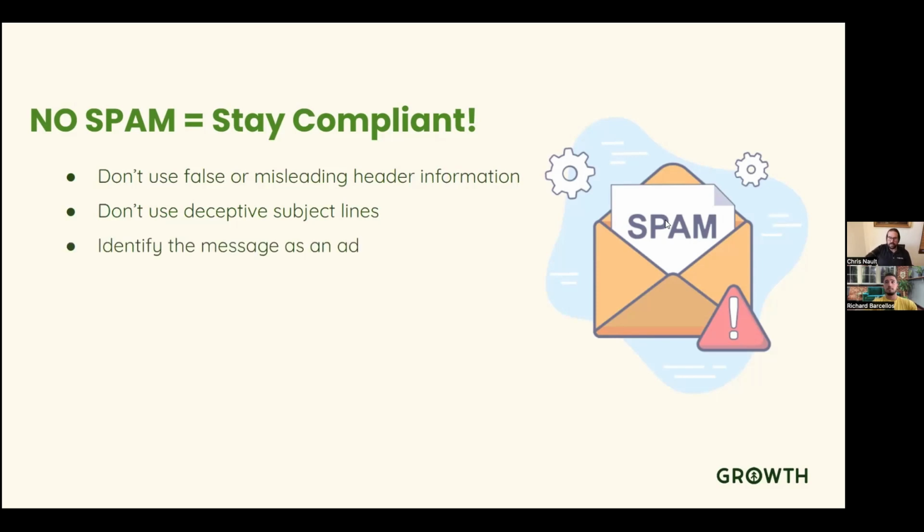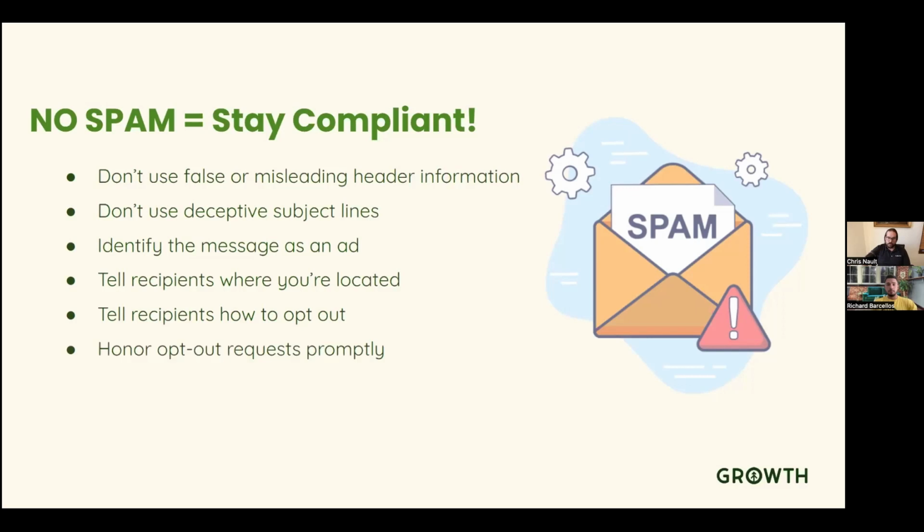Identify the message as an ad. They actually go into detail here, saying that there's a lot of leeway. The fact that this is a commercial content email itself is an ad, so there's some gray area here. It's important to be aware. Tell recipients where you're located or where your business is located. Tell recipients how to opt out of future marketing emails. Honor their opt-out and monitor what others are doing on your behalf, stating, yes, it is okay to have others sending emails on your behalf. You should just accept accountability for their actions.